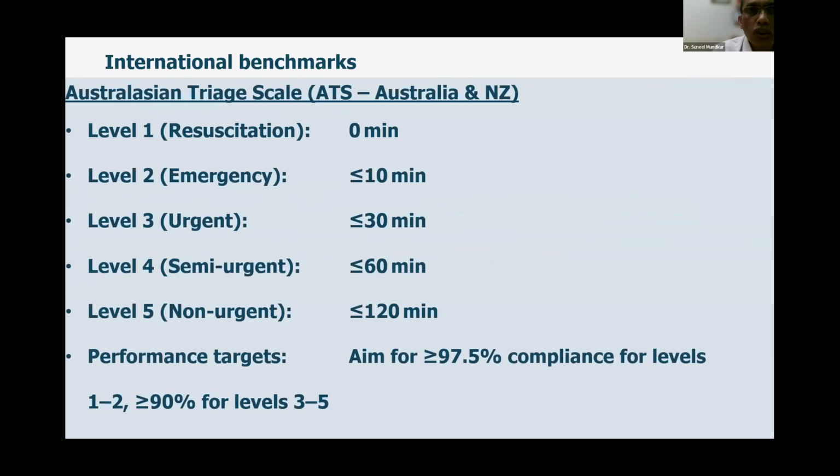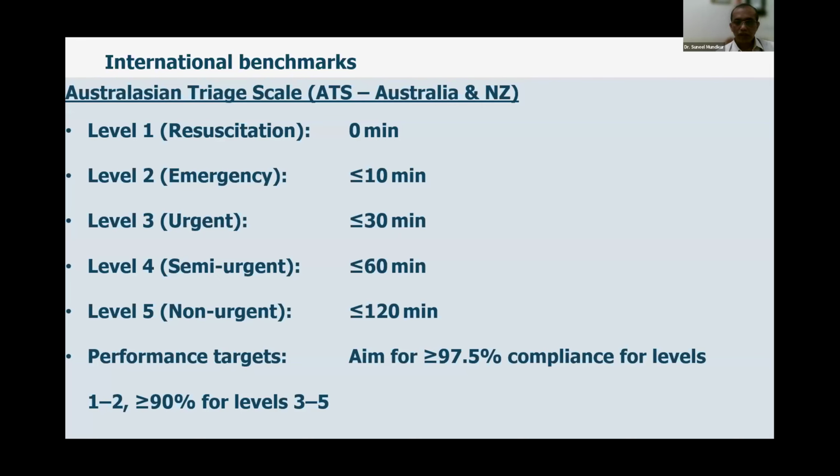Most of our hospitals use the Australasian triage scale, levels 1 to 5. The ATS, which is applicable in Australia and New Zealand, indicates these benchmarks: 0 minutes for level 1, where resuscitation is required; other emergency patients, less than 10 minutes; urgent, less than 30 minutes; semi-urgent, less than 60 minutes; and non-urgent, less than 120 minutes. But most of us address all these kinds of emergencies within triaging in probably 5 to 10 minutes.